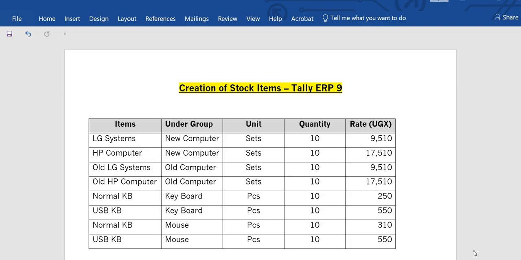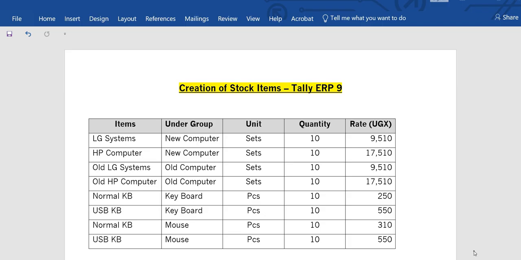Then we're also going to see how to create a stock item, and how to link them to their correct stock groups and then unit of measure. So mastering these steps ensures that your purchase, your sales, and stock journals will be accurate from day one. Accurate inventory records, of course, prevent stock outs, minimize theft, and provide reliable data for financial statements.